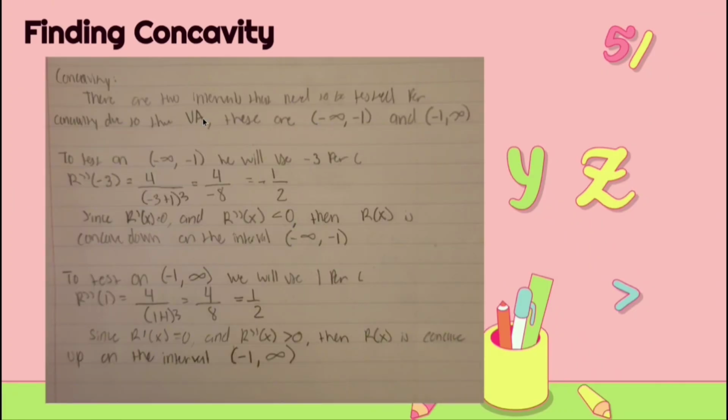To find concavity, there are two intervals that we need to consider. Due to the vertical asymptote, we are only considering negative infinity to negative 1 and negative 1 to infinity. So to test on the interval of negative infinity to negative 1, we're going to use the second derivative, and we're going to use negative 3 for c, getting negative 1/2. Since r prime of x is not 0 and the second derivative is less than 0, we know r of x is concave down on the interval negative infinity to negative 1.